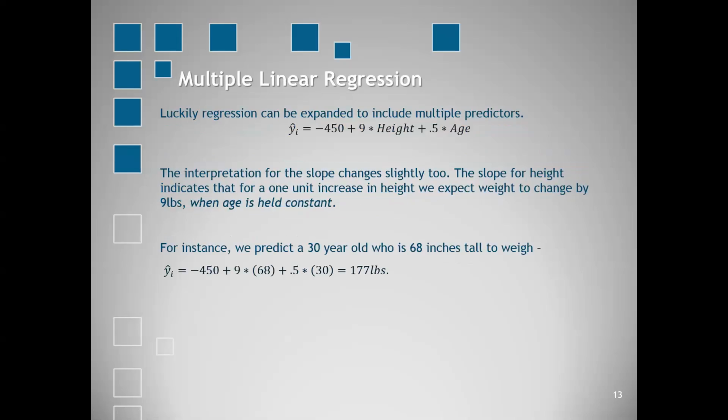We interpret the slope for age similarly. For a 1 unit increase in age, we expect weight to increase by 0.5 pounds when height is held constant. So that means for all values of height, the effect of age is a 0.5, or a half pound, increase.